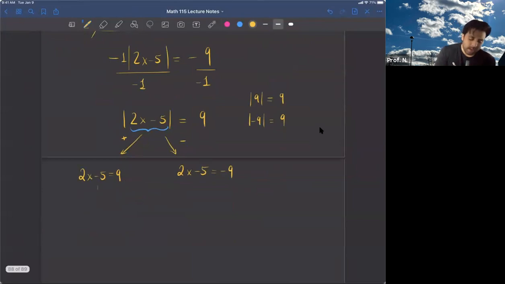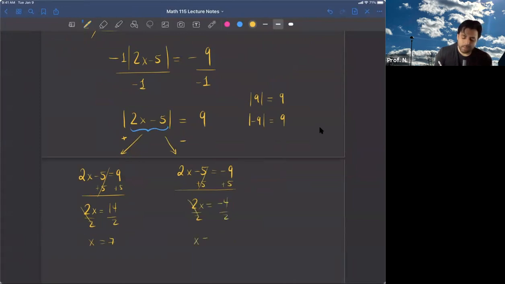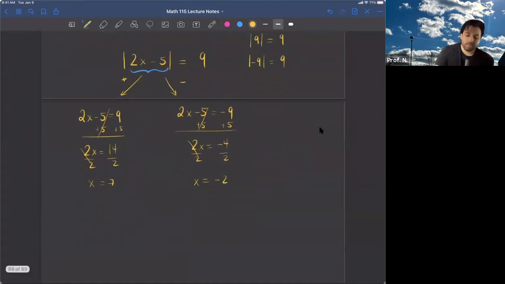So I can add 5, and I get 2x is equal to 14, divided by 2, I get that x equals 7. Here I can add 5, I get 2x equals negative 4. Divide by 2, and I get that x is equal to negative 2. So I got that x equals negative 2, x equals 7.